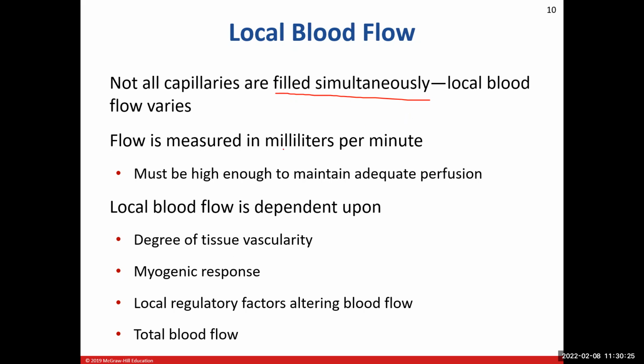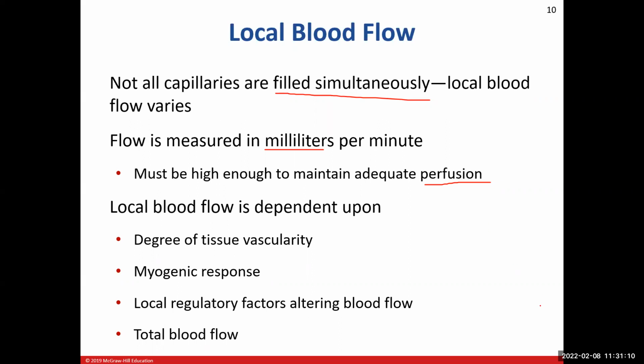How we measure flow is as a volume over time, so we use milliliters per minute. And you're going to see a term called perfusion. This is a very important term, and we're going to use it quite a bit throughout this chapter. Perfusion is basically just getting blood to bathe those tissues. We have to make sure that the flow is enough to provide adequate blood, which has the nutrients and the means of removing wastes from the tissue. We have to maintain that adequate perfusion.